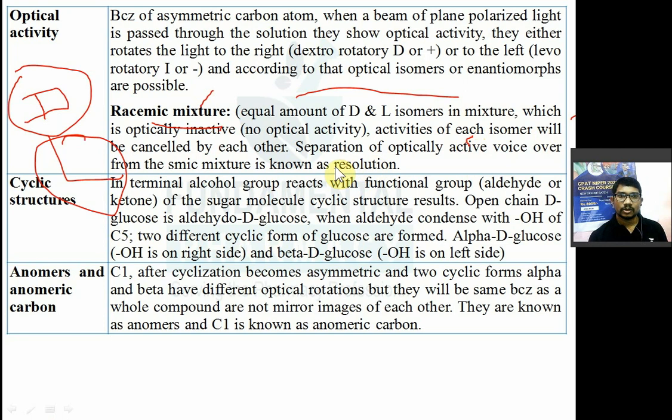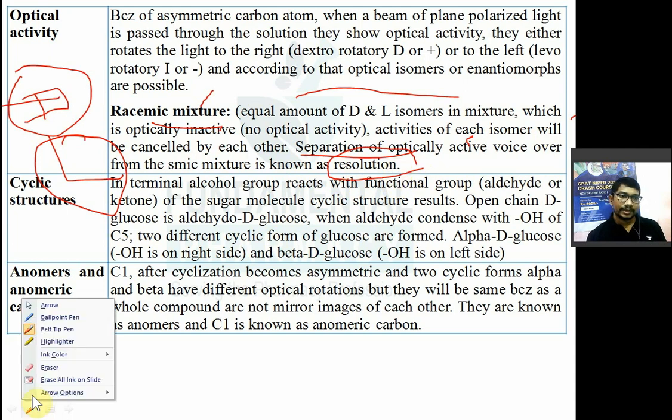Separation of a single optically active isomer from the racemic mixture is known as resolution of racemic mixture. Right? Now we'll see the next topic, the cyclic structure of monosaccharides.